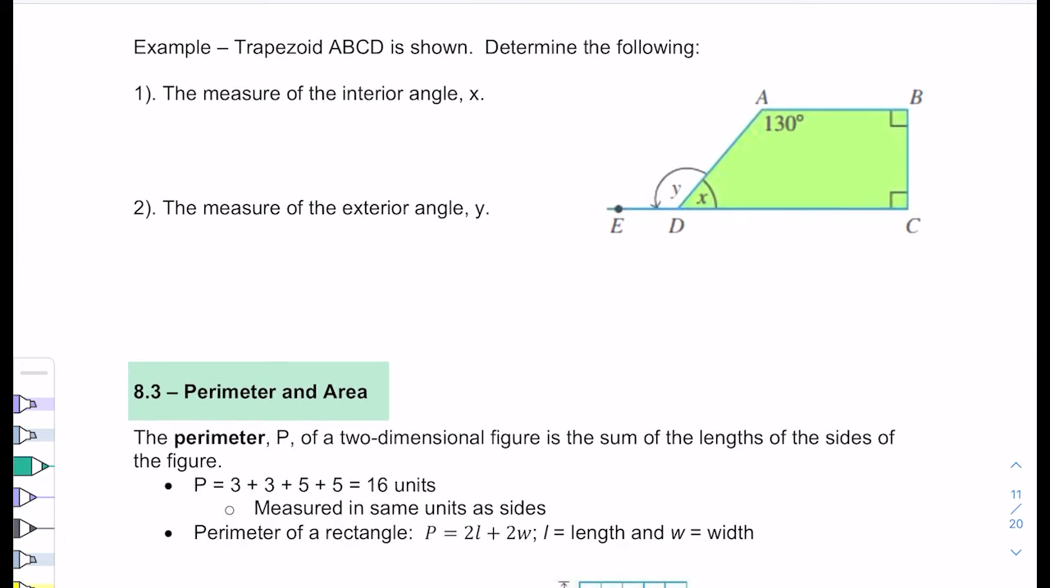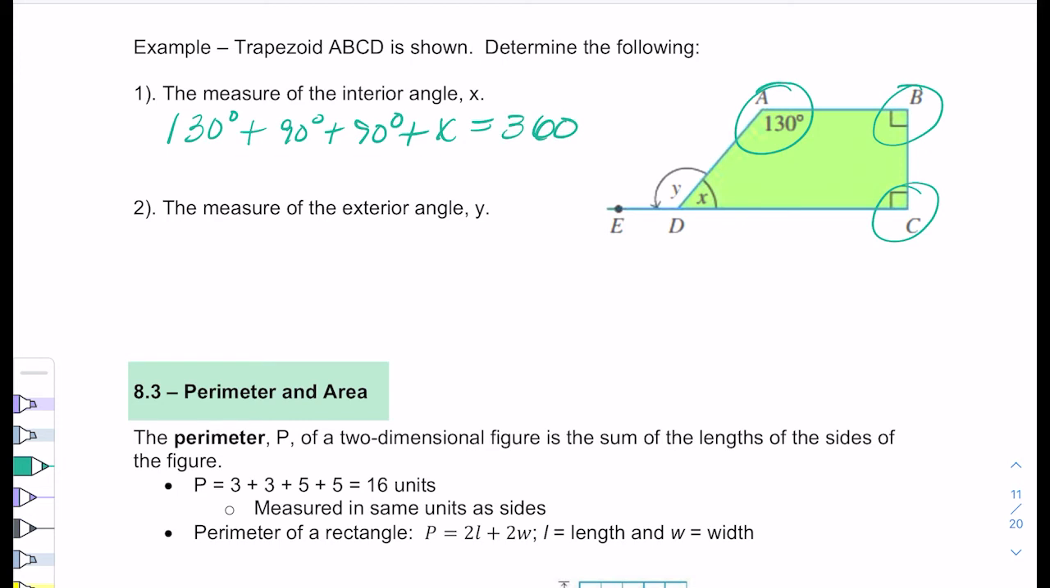So in this problem, we have trapezoid ABCD in the figure, and we have to determine the following. The first thing we need to do is find the measure of the interior angle X. So if you'll remember, there's 360 degrees in a quadrilateral. They give me three of those angles, so I can figure out angle X. Angle A is 130, and the boxes in angle B and C represent 90. So I'm going to add 130 plus 90 plus 90 plus X equals 360.